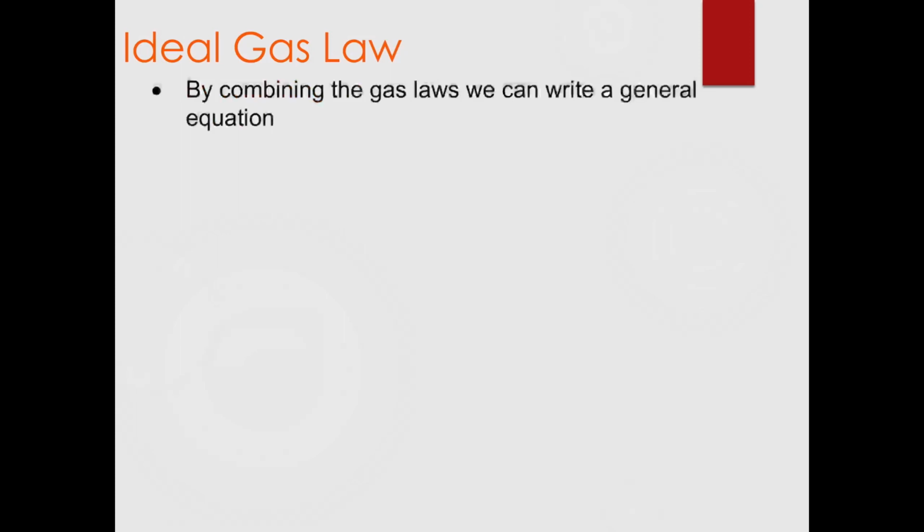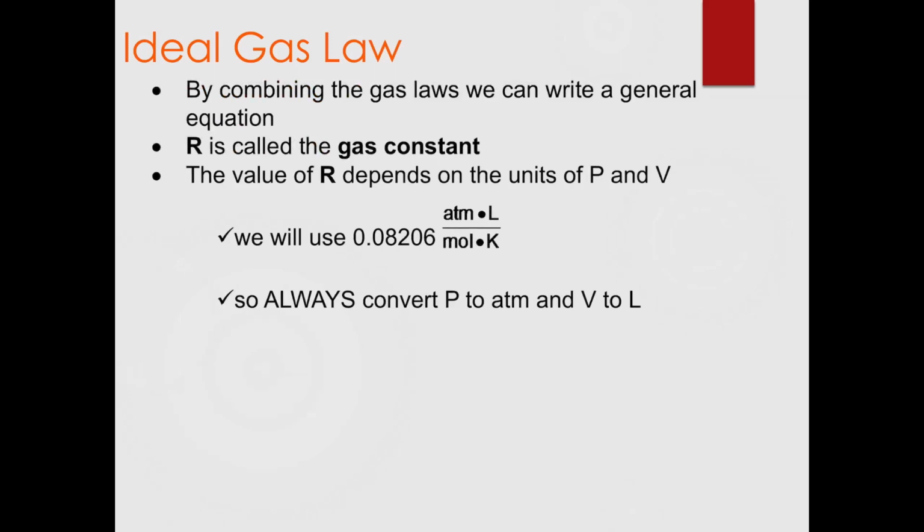Now about another gas law called the ideal gas law. By combining all of these gas laws we've talked about before, we can write a general equation. The only other new variable that we are going to use is this value for R, and R is called the gas constant. The value for R depends on the units of pressure and volume.